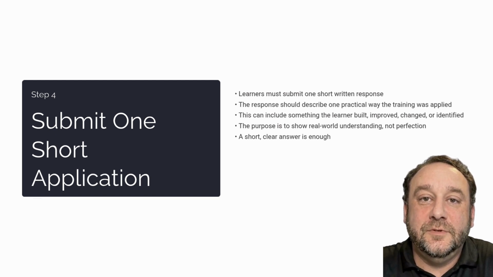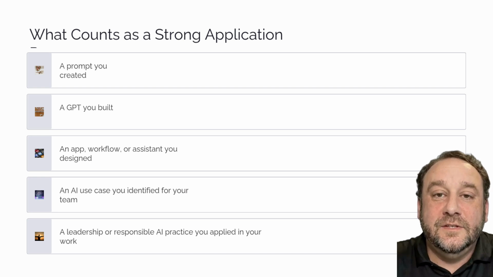The purpose is simply to show that you can connect the training to real world application. This makes the certification stronger because it reflects not just knowledge, but actual use. A strong application response is practical, specific, and clearly connected to the training. It doesn't need to be complicated. It just needs to show that you applied something you learned in a real or realistic way.